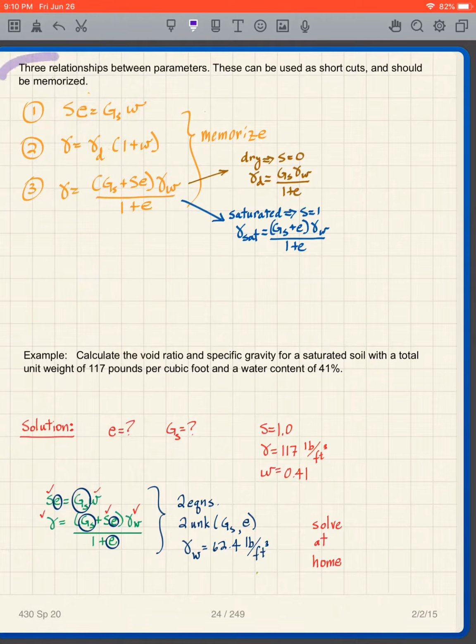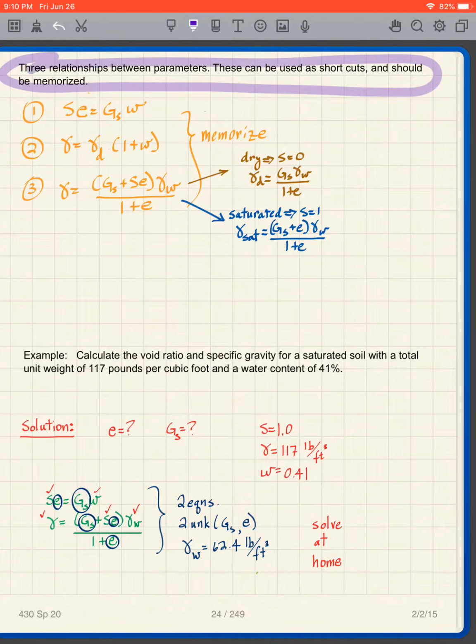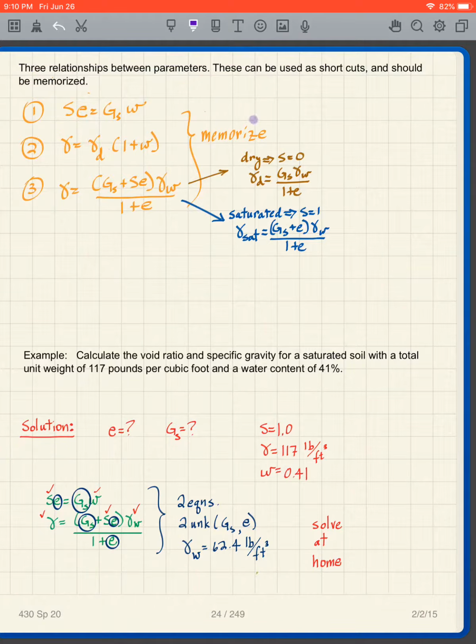Now, there are 3 relationships. I'm going to give you these that can be used as shortcuts. I'll verify them here in a minute. And they should, again, be memorized. So I ask you to do some memorization here. Memorize these. They're going to help you. These are shortcuts. They're going to make your life easier. So it's really helpful to know these equations.